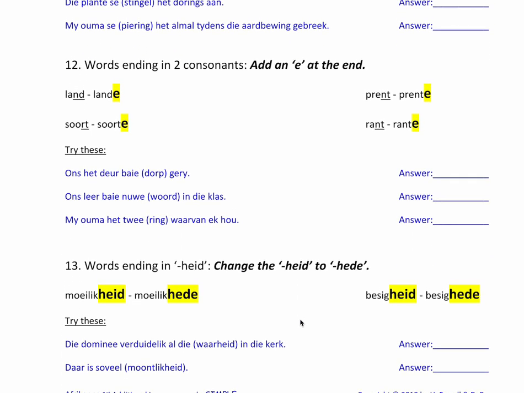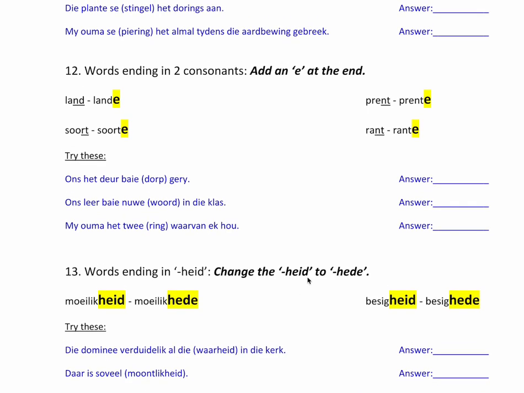If you end with an HEID, height, then you will change it to hede. Look at this one. Moeilikheid will become moeilikhede. Besigheid will become besighede. Die dominee verduidelik al die waarheid, waarhede. Daar is soveel moontlikheid, moontlikhede.